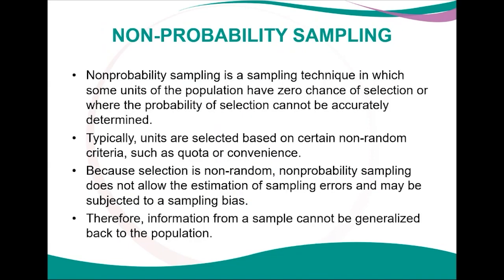Then non-probability sampling, this is sampling that is done in qualitative research. It's a sampling technique in which some units of the population have zero chance of selection, or where the probability of selection cannot be accurately determined. So that's the difference between probability and non-probability sampling. Typically, units are selected based on certain non-random criteria such as quota or convenience.